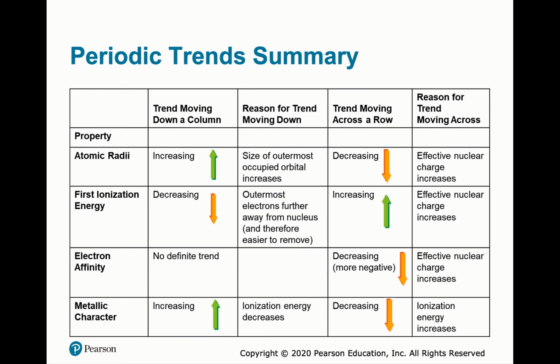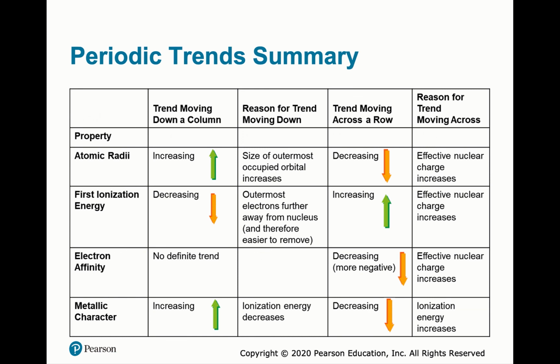So here are the general properties. Atomic radii increase moving down a column and decrease moving across the row to the right. The idea for that is that moving down a column, the size of the electron cloud increases, and moving to the right, the radius decreases because the effective nuclear charge increases. First ionization energy is the exact opposite of the atomic radii, and the reason for that is that it's harder to rip off electrons when the atoms are smaller or have stronger effective nuclear charges.